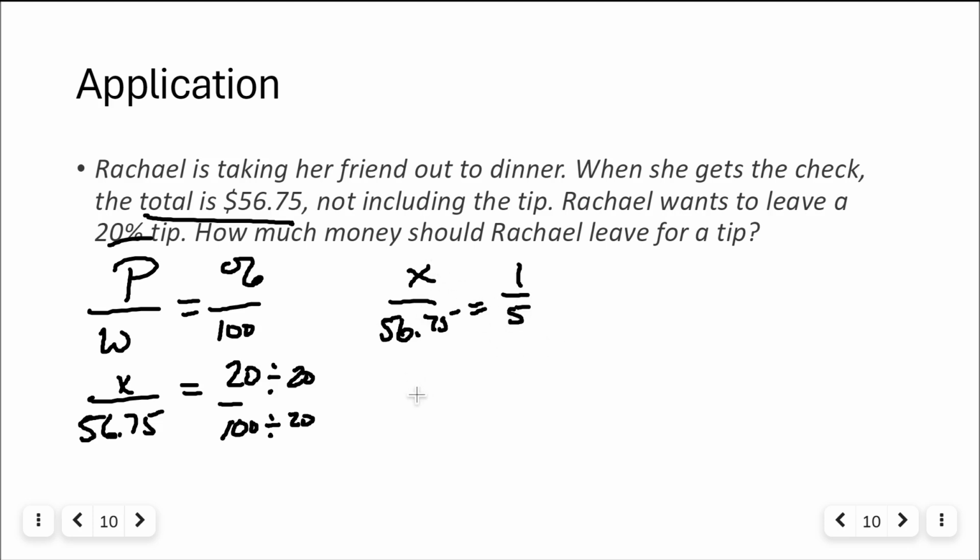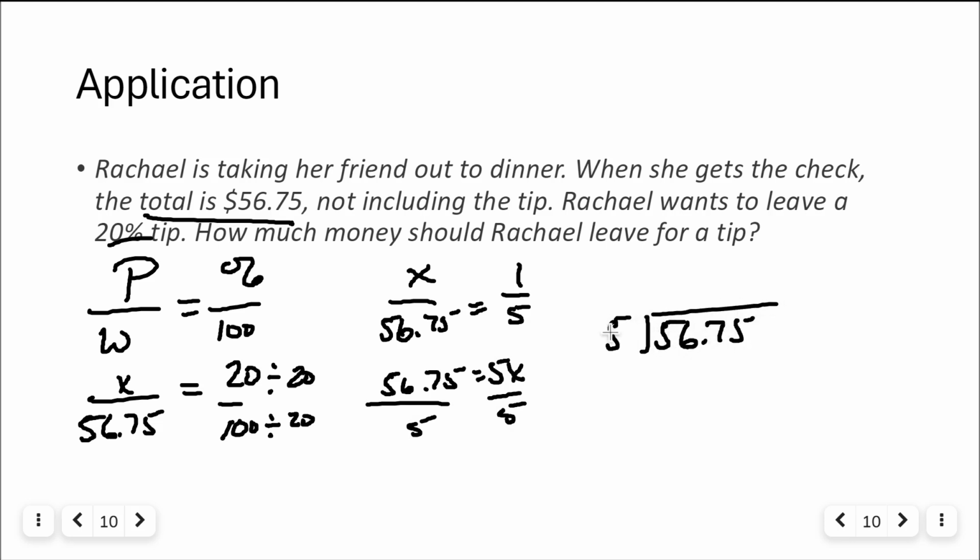I'm going to cross multiply. 56.75 equals 5x and divide both sides by 5. And now I'm going to divide these decimals here. 56.75. 5 goes into 5 once. Bring down the 6. So 5 goes into 6 once. Bring down the 7, put the decimal up top. 5 goes into 17 3 times. And 5 goes into 25 5.